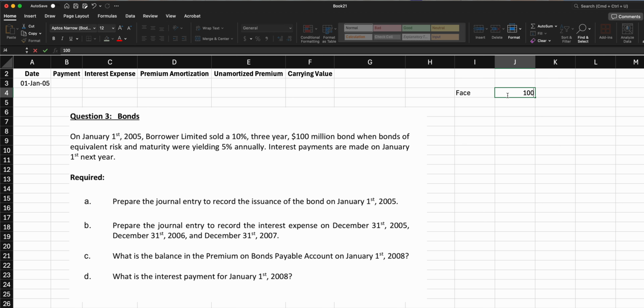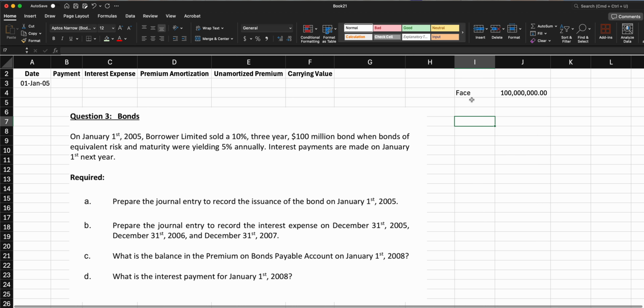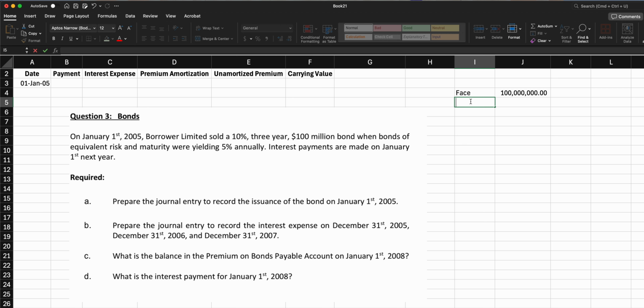Actually, you know what? I'll just do 100 million. 1, 2, 3, 4, 5, 6. Okay, I'll put the comma so it's clear. 100 million. The coupon rate is 10%, which means the coupon payment is the face value multiplied by the coupon rate, as you would normally do. Remember, it's always face value times the coupon rate. So we did 100 million times 10%. Okay, this is our annual coupon payment.